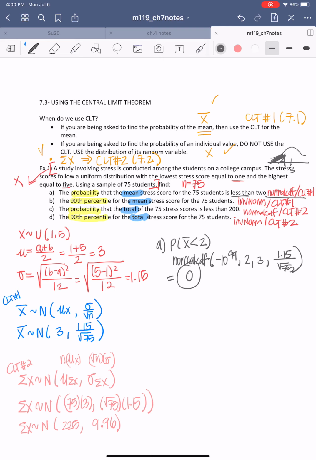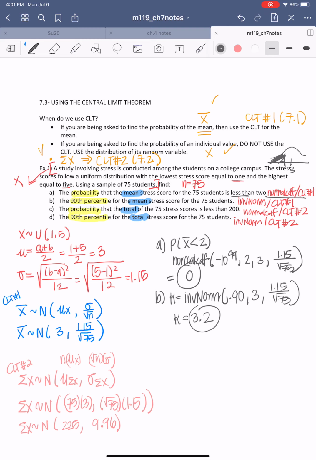Part B, 90th percentile for the mean. So this is a percentile, so K value, inverse norm. Since it's a 90th percentile, that's a lower area that's given, so 0.90. Again, we use 3 and then 1.15 over square root of 75 because we are dealing with the mean. I'm getting K equal to 3.2.